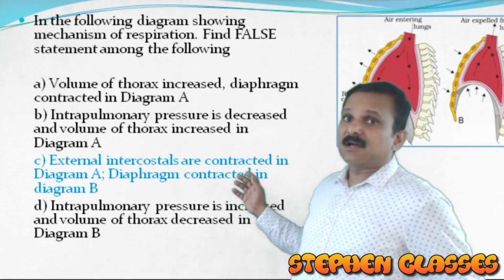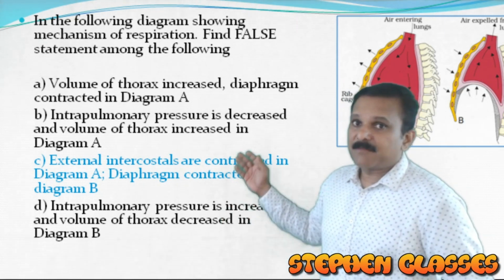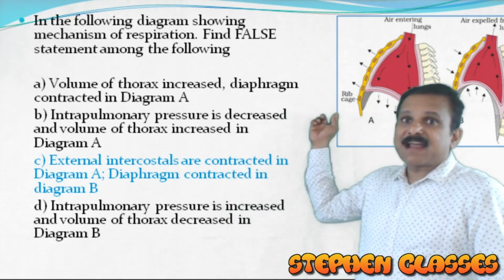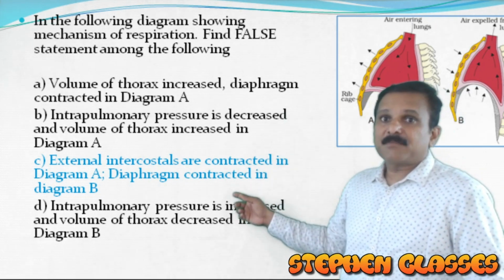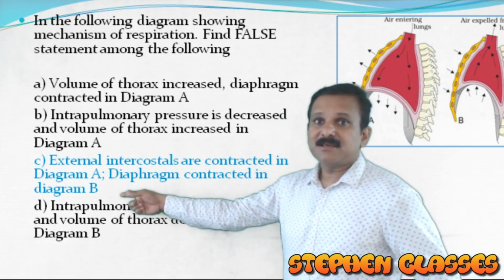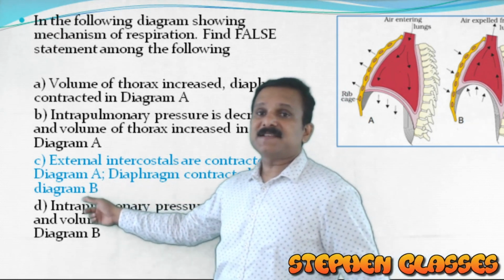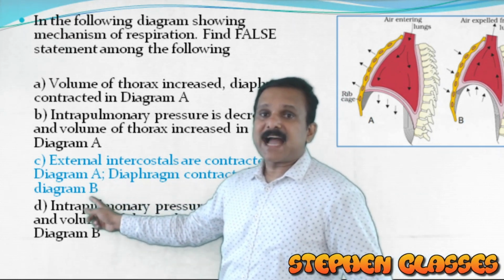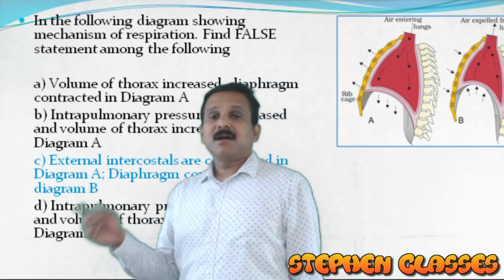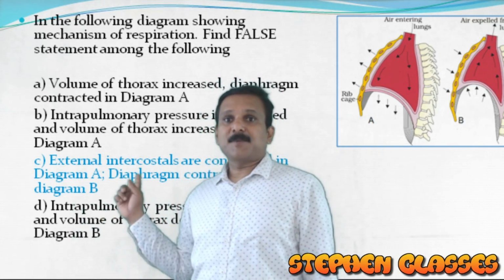What is the problem with C option? External intercostals are contracted in diagram A. So in diagram A, external intercostals are contracted and diaphragm is contracted. But it is written as diagram B. So there is a wrong statement. The wrong part of the statement is here. If it was diagram A, this statement would be correct. Diaphragm contraction you can see in diagram A only. You got it? So our answer is option C.